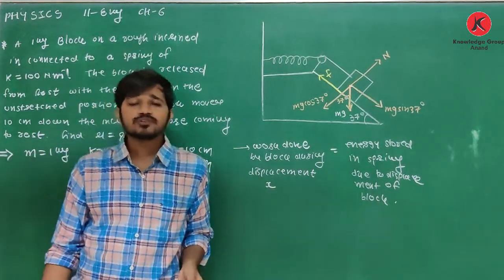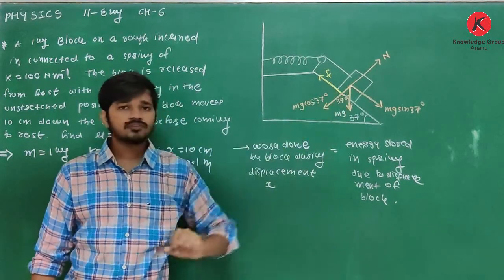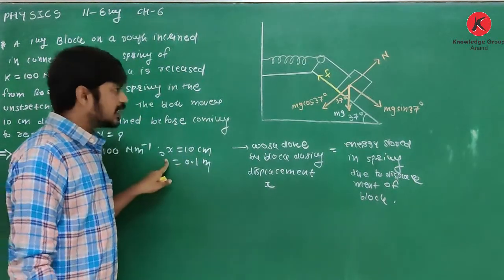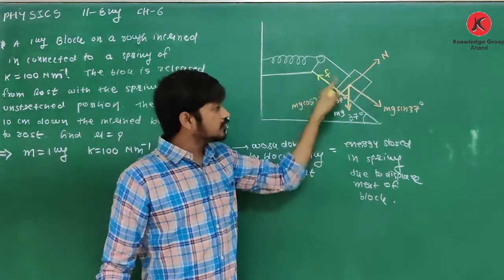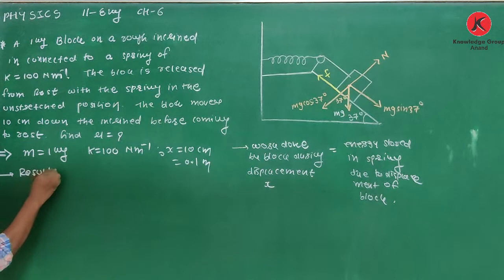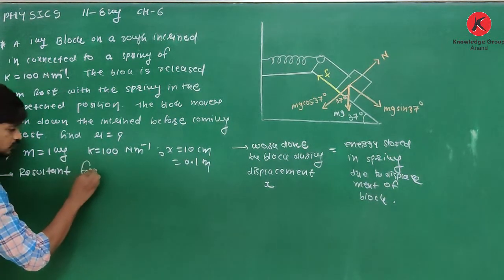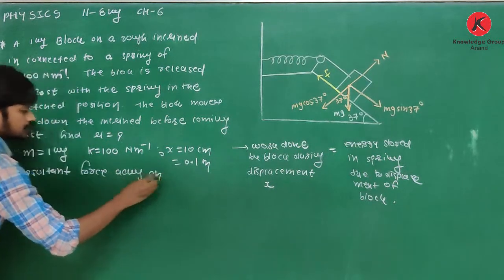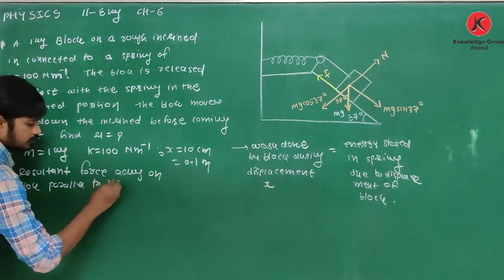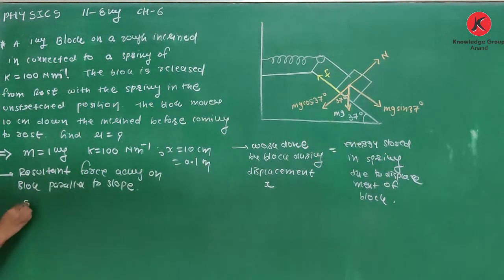Work done. So now first of all you have to find work done. What is work done on this block? Work done means force into displacement. Block is displaced by distance d. Then we have to find what is the resultant force parallel to slope. So see here, first of all we have to find the resultant force acting on block parallel to slope. That is sigma F is equal. Resultant force. Okay, sigma F is equal.